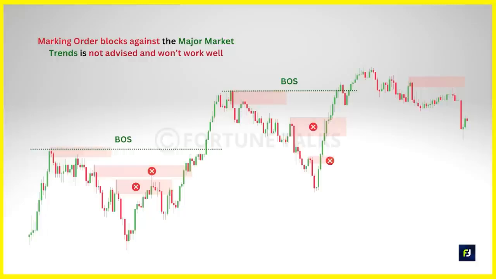Marking order blocks on a higher time frame and then refining it on a lower time frame is one thing, but marking counter order blocks against the existing market structure can result in big losses. So I will never ask you to bet against the market. In fact, it is the wrong approach.